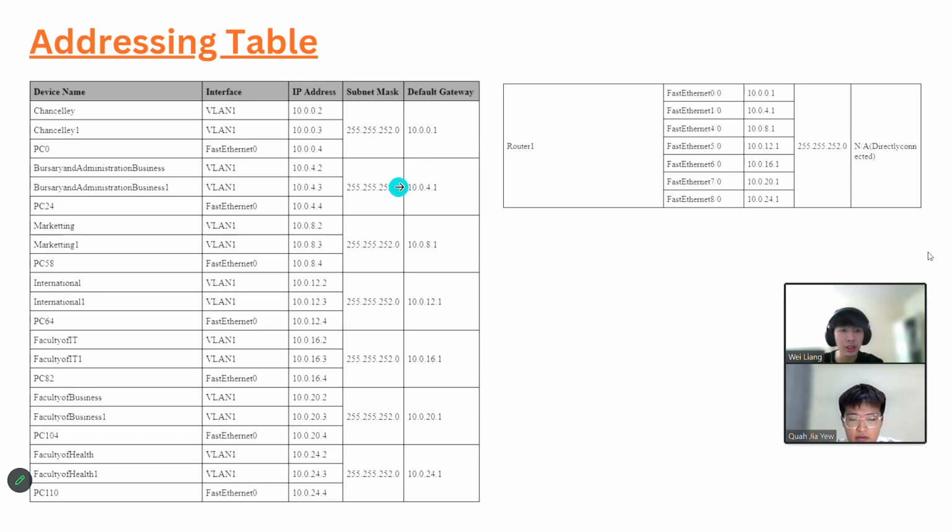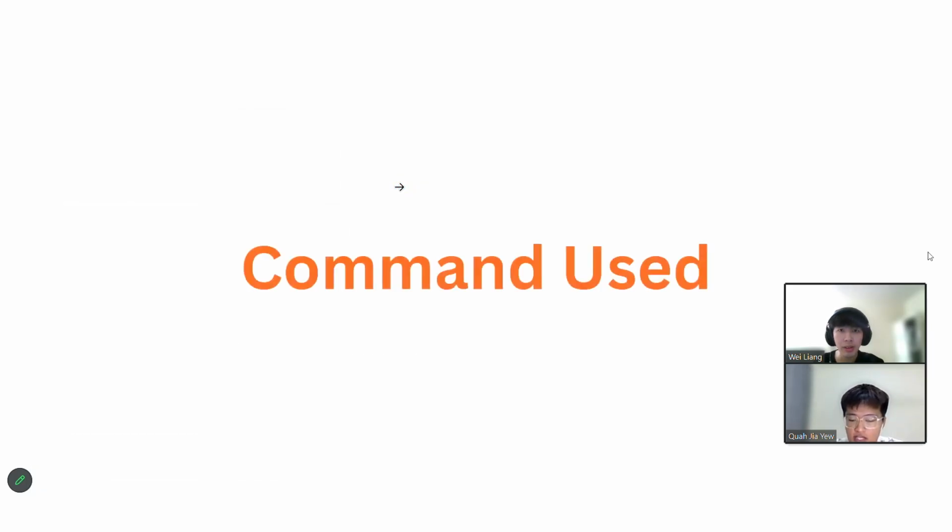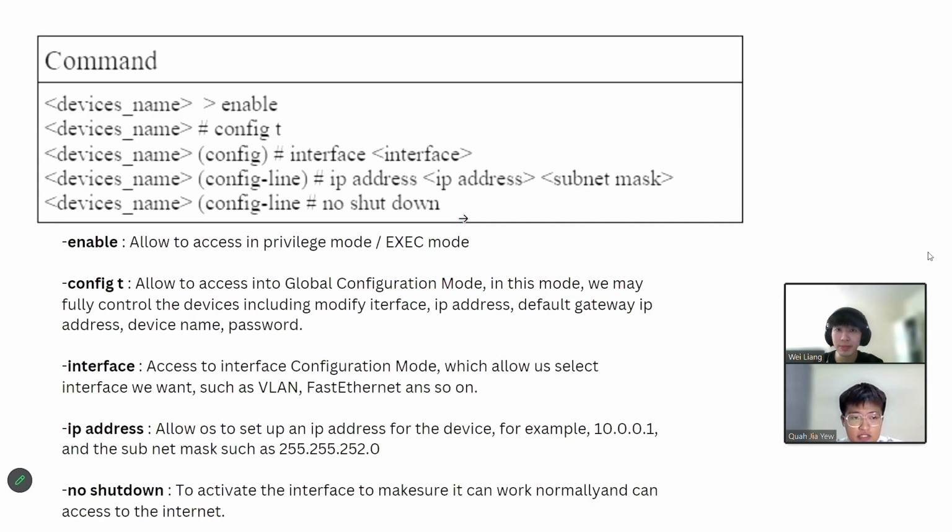So for the next part, what commands did I use in this assignment project? At the first, I will use the enable command. It's used to allow access to privileged mode and execution mode. Next one is the config terminal command. It's used to allow access into global configuration mode. In this mode, we may fully control the devices, including modifying the interface, IP address, default gateway, IP address, and device name. And the last one is password.